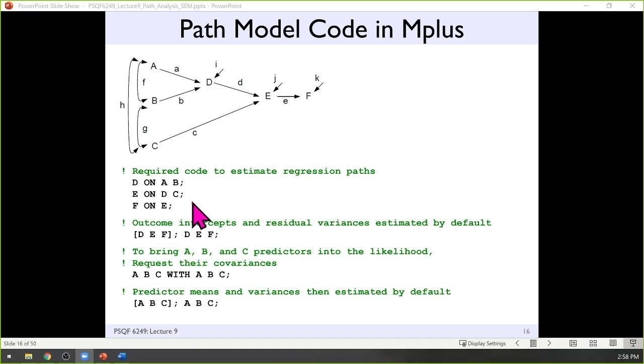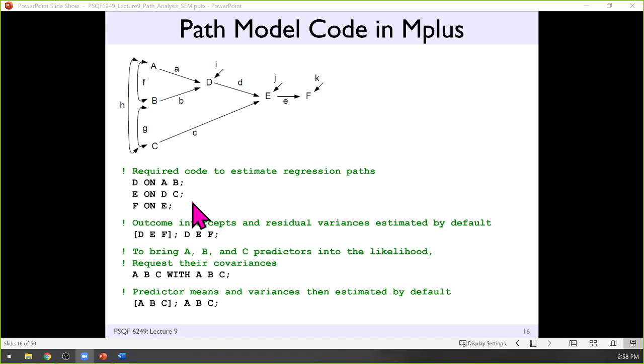So is this under-identified, just identified, or over-identified? What do you think? One vote for over? Yeah, are there paths missing? That's the question. If there's paths missing, then it's over.